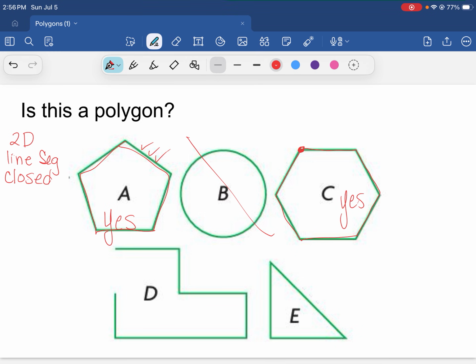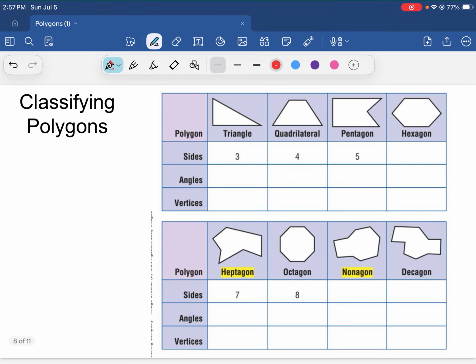Let's look at D. Is it 2D? Well, yes, it is. Does it have line segments? Yes, it does. But does it stop and start at the same point? No. It is an open shape, not a closed shape, so it is not a polygon. And let's look at E. Is it 2D? Yes. Does it have line segments? Yes. And is it a closed shape? Does it stop and start at the same point? Yes. Because it meets all three of those characteristics, it is considered a polygon. We can name polygons or classify them based on their sides, angles, and vertices.